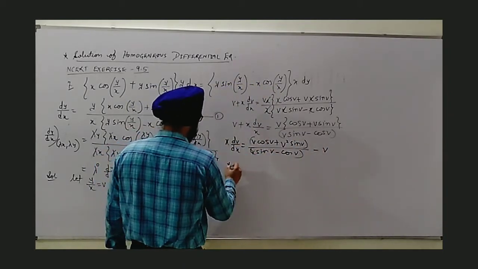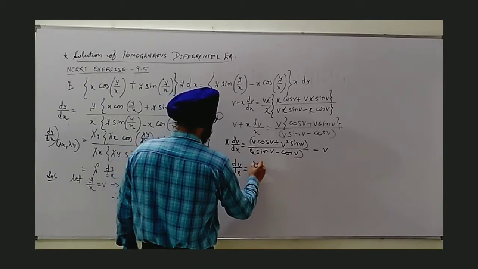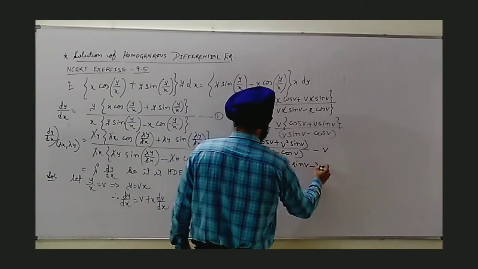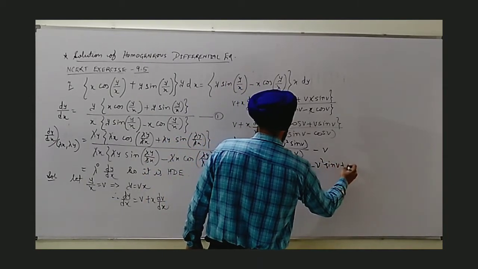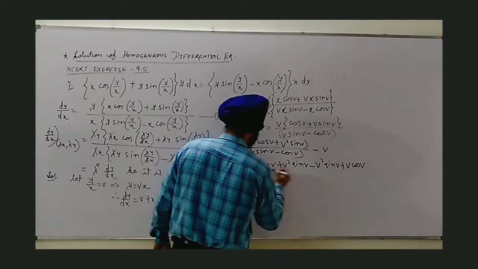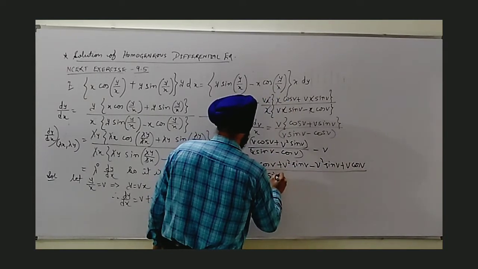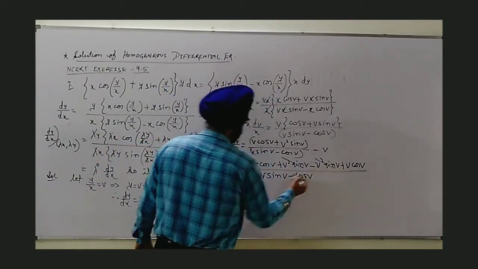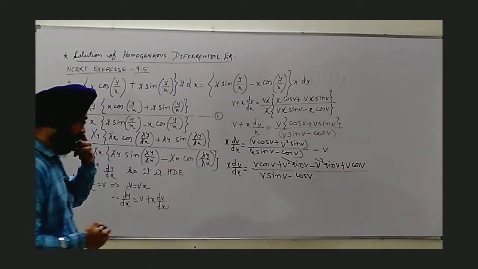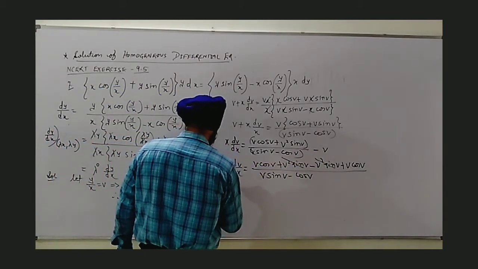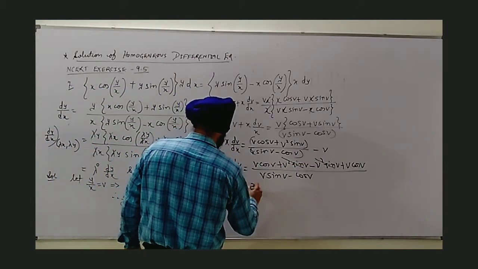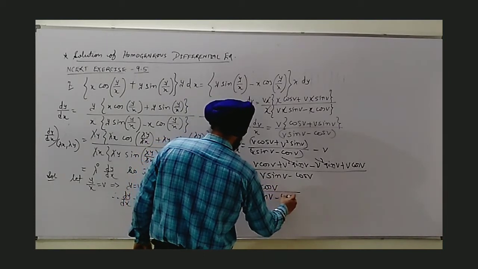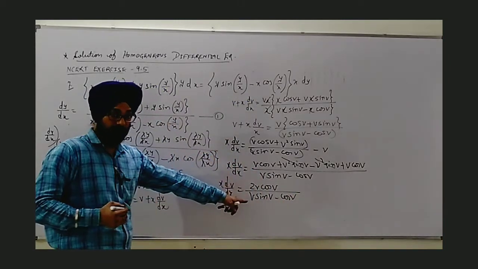Let's solve by taking LCM. We get x dv by dx equal to v cos v plus v square sin v minus v square sin v plus v cos v. LCM is this expression only. Yeah, cancellation reduces the expression, and we are left with the same terms in addition. So we get x dv by dx equal to 2v cos v upon v sin v minus cos v, completely a function of v.